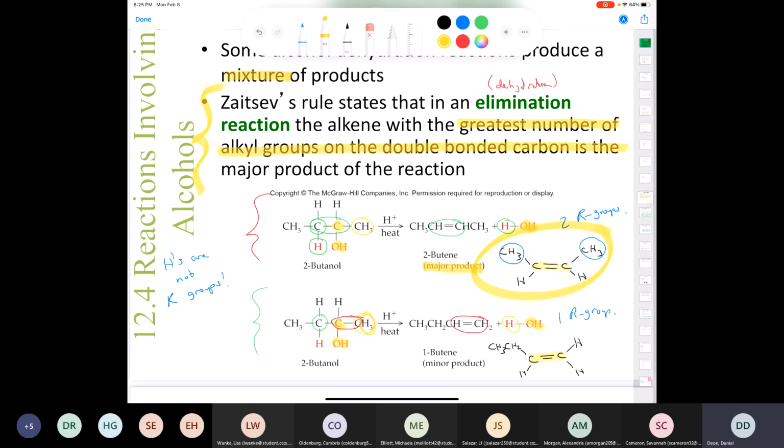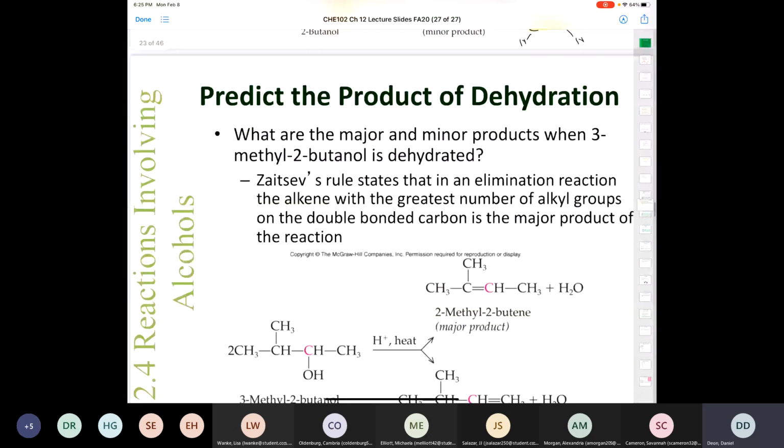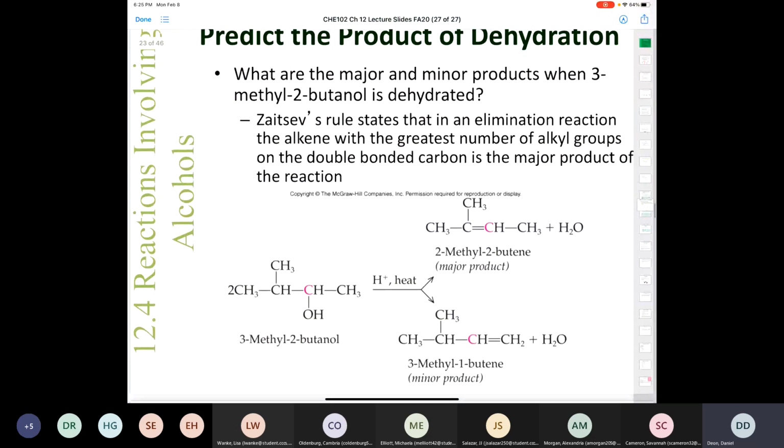Give me a thumbs up if you're like, hey, I got it. Or even if you're thinking, give me a minute, Mr. Dion, and I'll have it figured out. Whoa. Give me a second here. All right. Well, there you go. That's a big concept, Zaitsev's rule. And it's something that you've really got to understand.